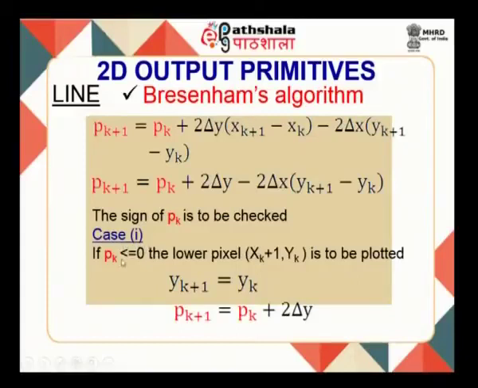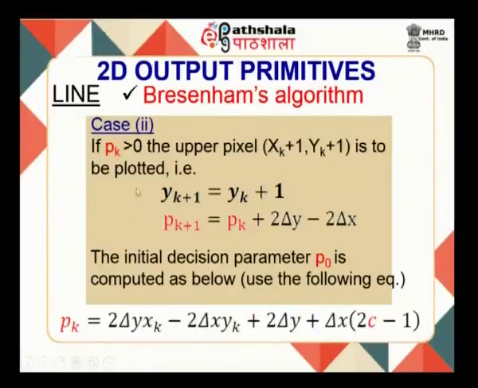So, case 1, if p_k is less than 0, the lower pixel for y, you will be choosing the next y as y_k, that is, the next y is actually y_k. So, when the next y is y_k, now compute the equation for the next decision parameter: replace this y_{k+1} with y_k. So, y_k gets cancelled and this whole term becomes 0 and you are left with the next decision parameter equal to p_k plus 2 delta y. So, similarly, you do this for the p_k greater than 0 case.